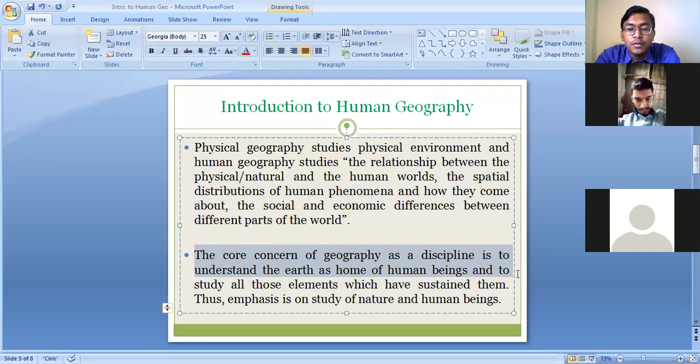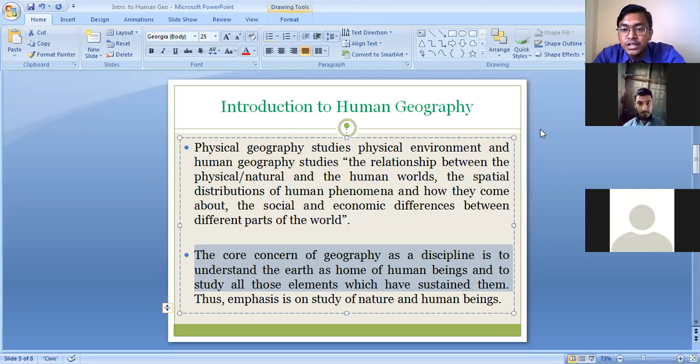So here, the core concern of geography as a discipline is to understand the earth as a home of human beings and to study all those elements which have sustained them. The main concern of the whole of geography, I'm not talking about physical geography or human geography, but geography as a combined, entire discipline, is to understand the earth as a home of human beings and to study all those elements which have sustained them.